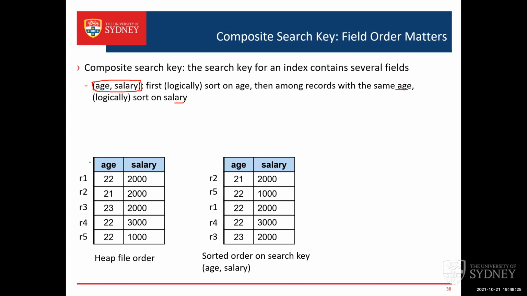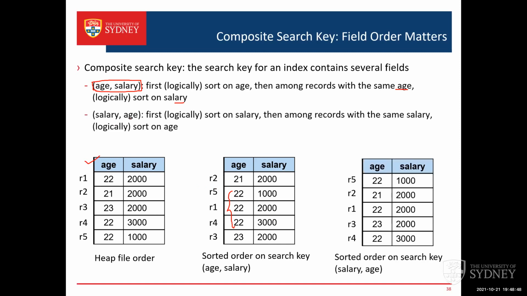So if this is my actual data, heap means unordered. If I'm creating an index based on age and salary, think of everything as logically sorted based on age. When the ages are the same, the records are sorted based on salary. Same thing if I create an index based on salary and age, now we can see the output is different. These two are not equal. This one says first sort everything based on age, and if the age is the same, sort on salary.